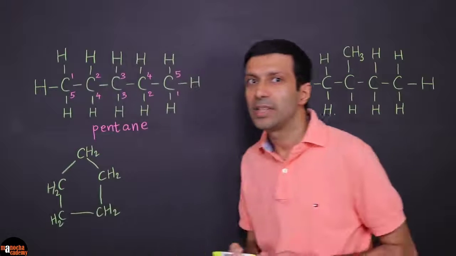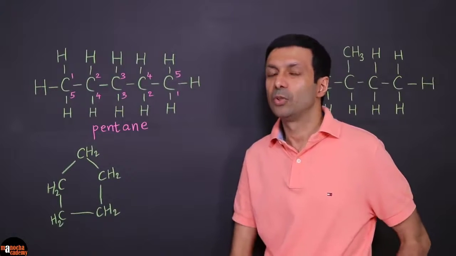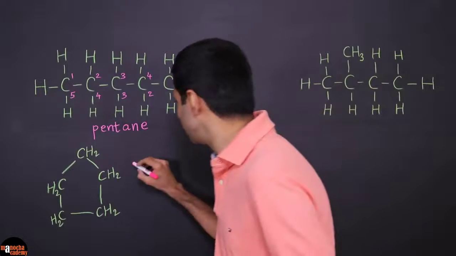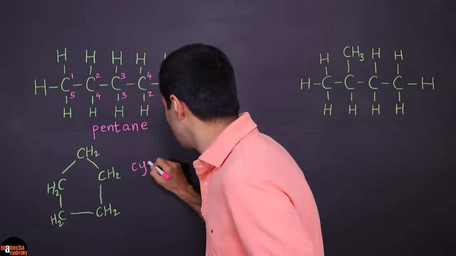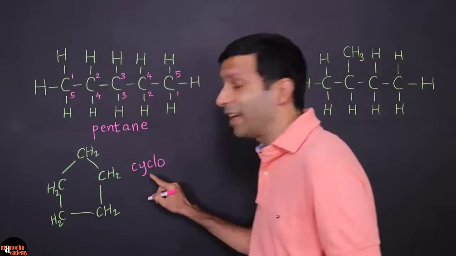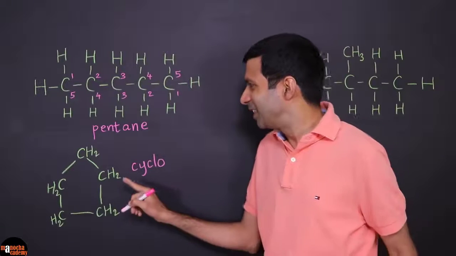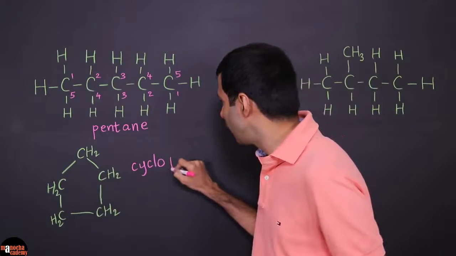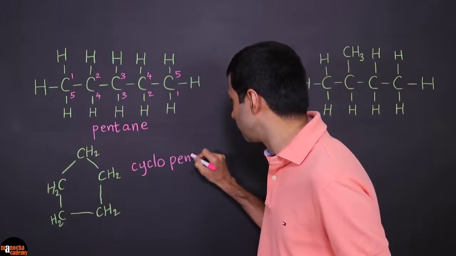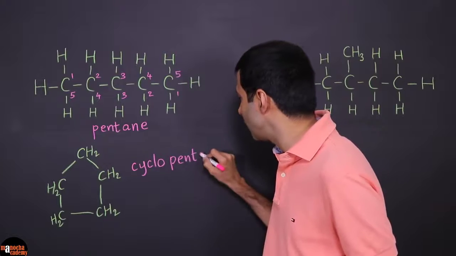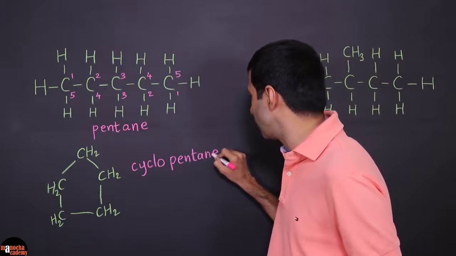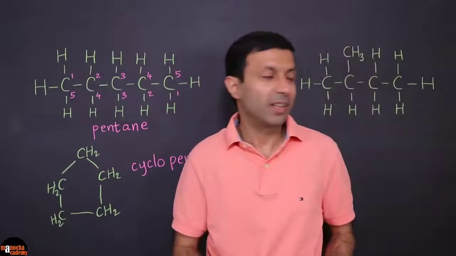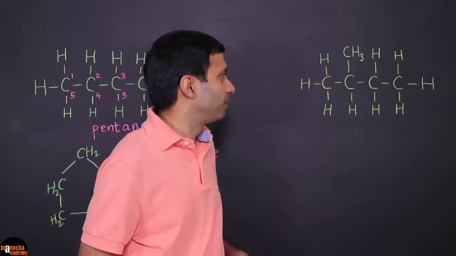So what will be the name of this cyclic compound? So for a cyclic compound, the name starts with the word cyclo. So remember, it's going to be cyclo, not psycho. And since there are 5 carbon atoms here again, it's going to be cyclopentane. Pent because 5 carbon atoms and only single bonds. So it's a cyclopentane.